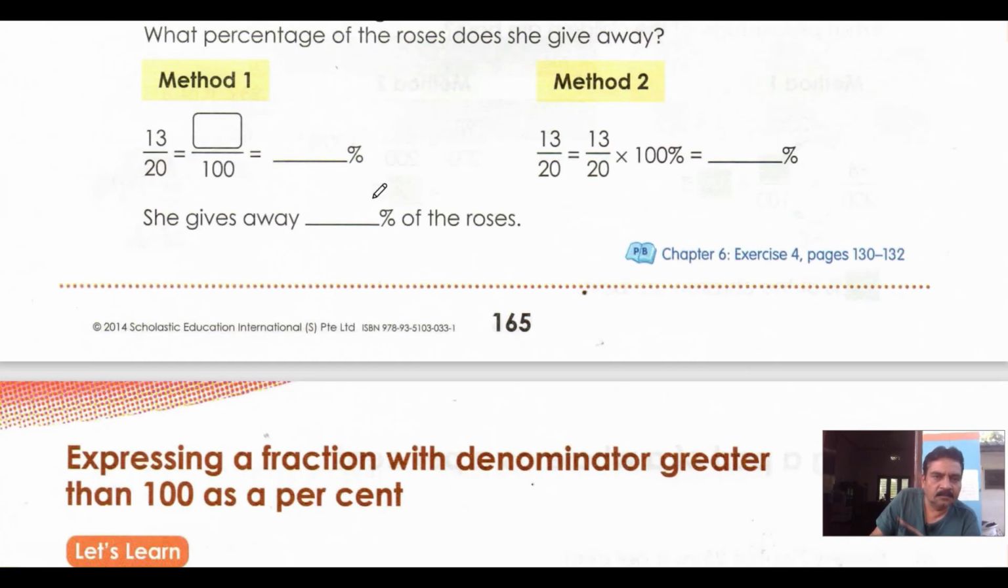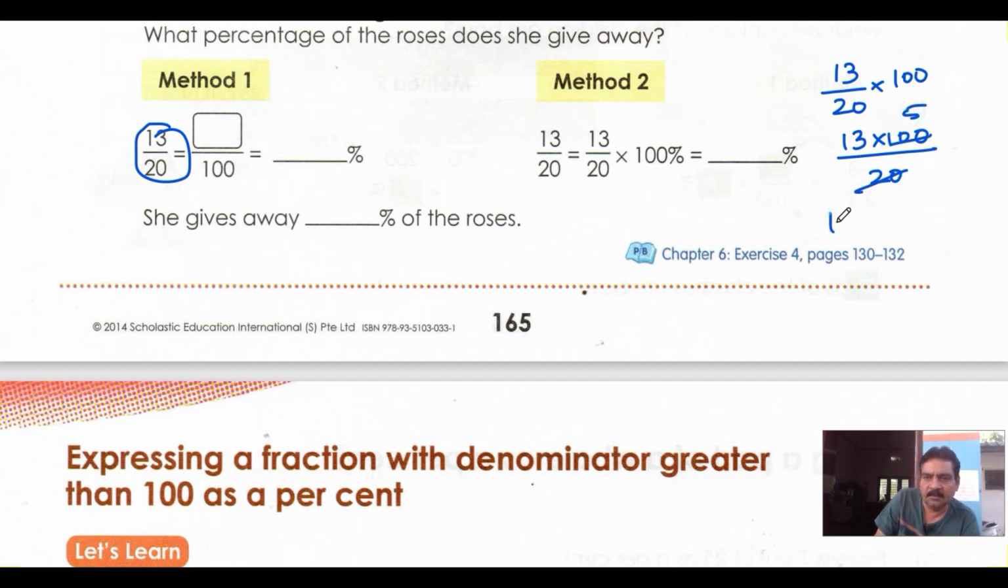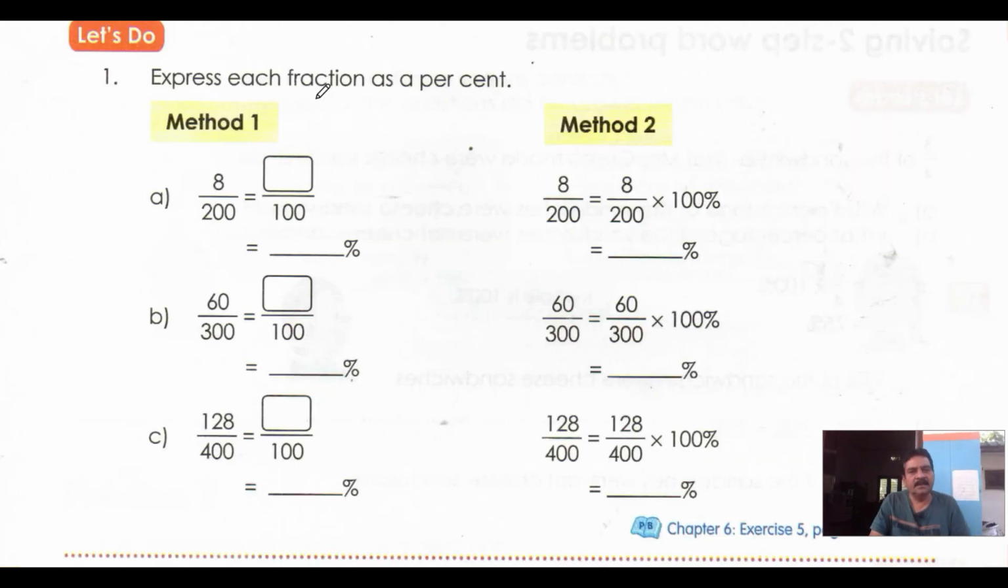In the same way now, this one, 13 by 20. So we'll do it. See, 13 by 20 into 100, that is 13 into 100 by 20. So 20 5s are 100, 13 into 5. 13 5s are 65. So the percent here is 65%. Whatever it is, right? Express each fraction as a percent.